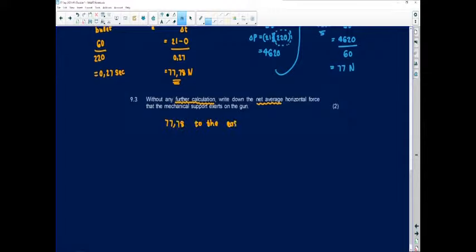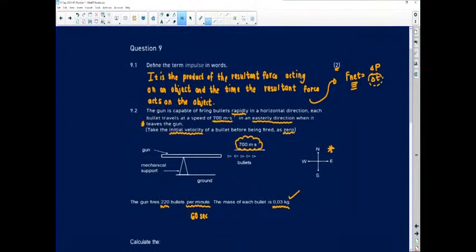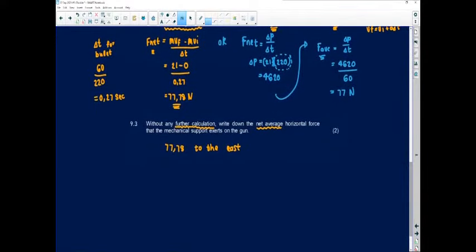To the east. I just want to go back up here. They did say that the bullets are being fired to the east. And then we've got the mechanical support that will also move to the east. Remember, I've never really shot a gun, but with the recoil, the mechanical support exerts a force on the gun, and it will move in that direction also to the east, and that was therefore for 2 marks.